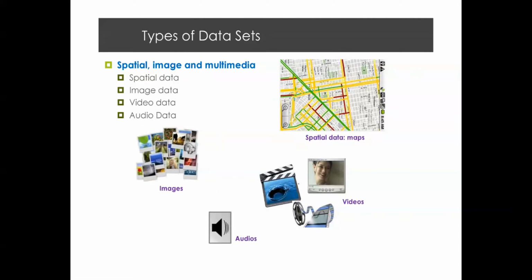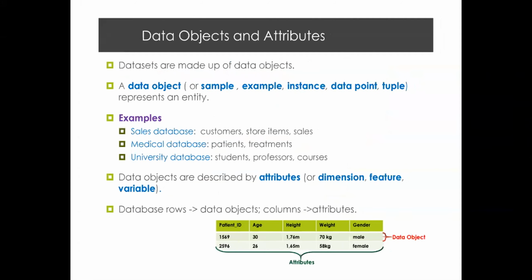Okay, clear? Now in each data set you have different types of data objects. Each data set is a collection of data. Data sets are made up of data objects. In these four data sets, you have data objects. The data object is a sample. Simply, you can say it is an instance of a data set, representing an entity.